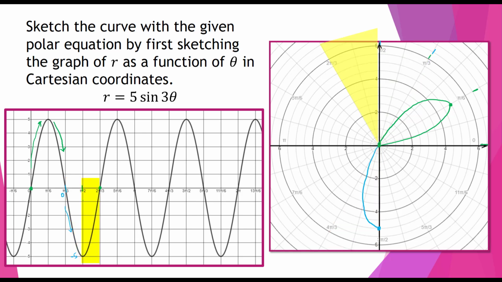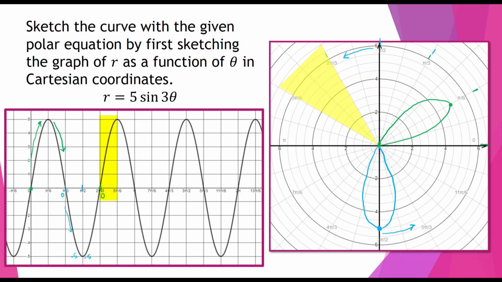Our radius is negative from pi over 2 to 2 pi over 3, and it's increasing from negative 5 to 0. So from pi over 2 to 2 pi over 3, again we can think, instead of rotating from pi over 2 to 2 pi over 3, we can rotate from 3 pi over 2 to 5 pi over 3 and have our radius being positive. This point is negative 5 comma pi over 2. As we rotate, our radius returns to 0.